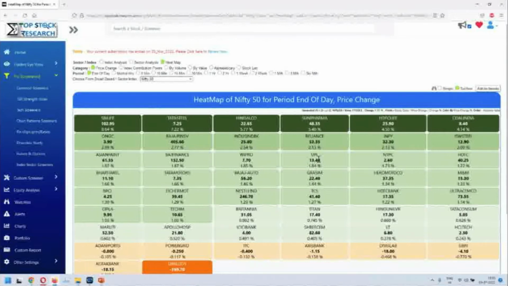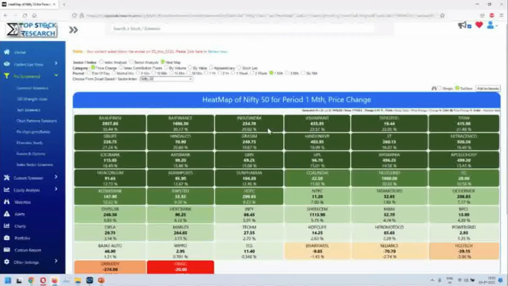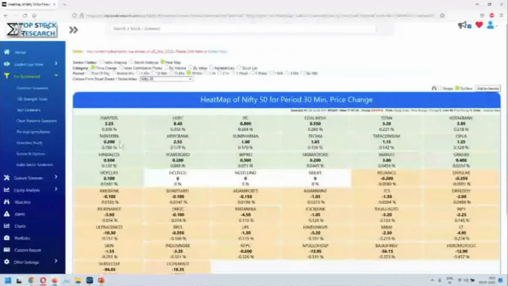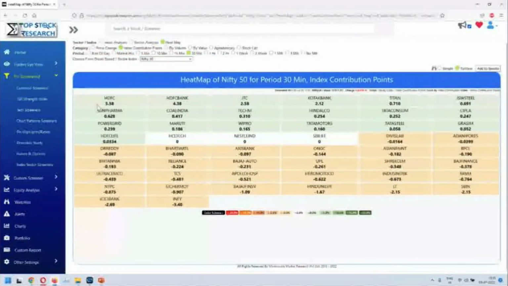What you have over and above is you can look at 1 month returns, or you can look at 3 months. You can look at 30 minutes. Right? A lot of other things you are looking at. Anything white, there's no change. You can look at what is the contribution point on Nifty. If you are looking at Nifty, the leader here is HDFC, which has gained 5.8 positive. The laggard was Infy, minus 3.5 on 30 minutes.